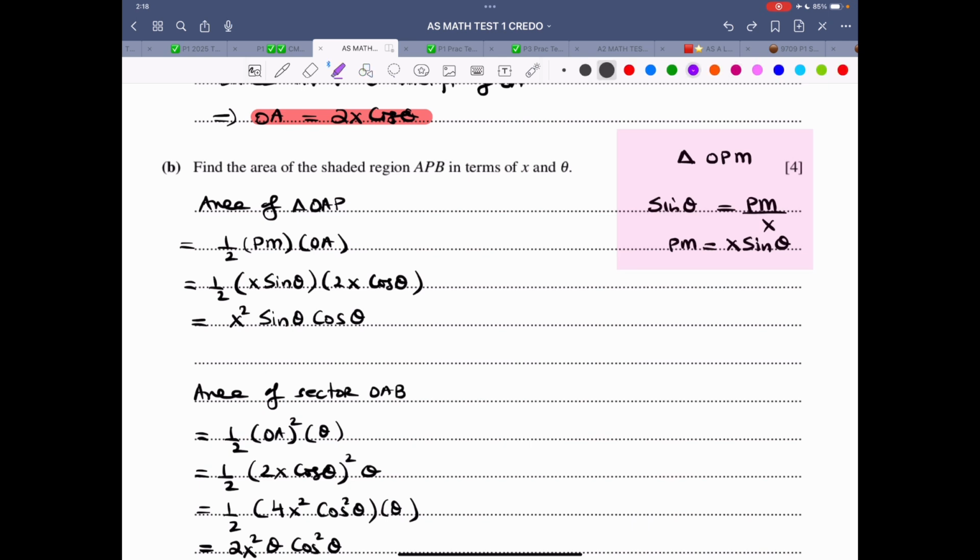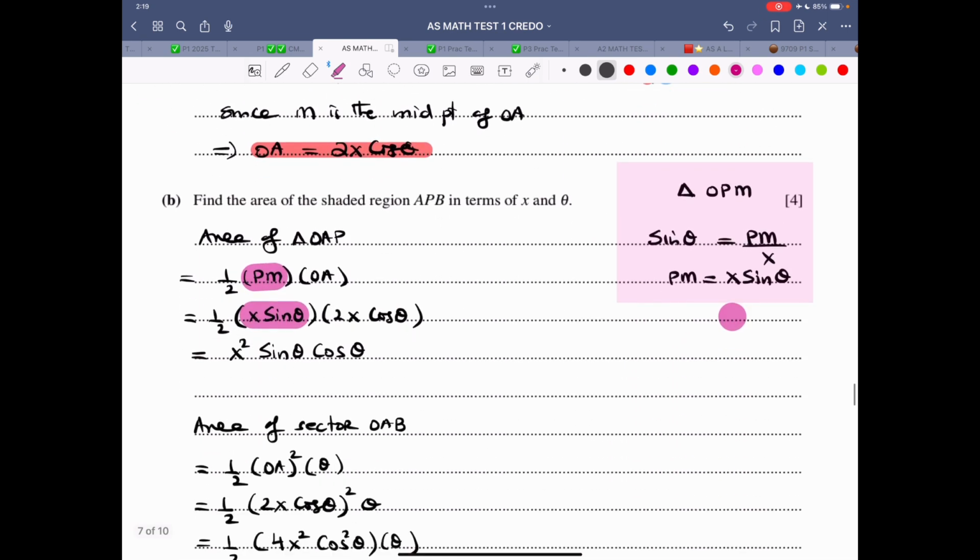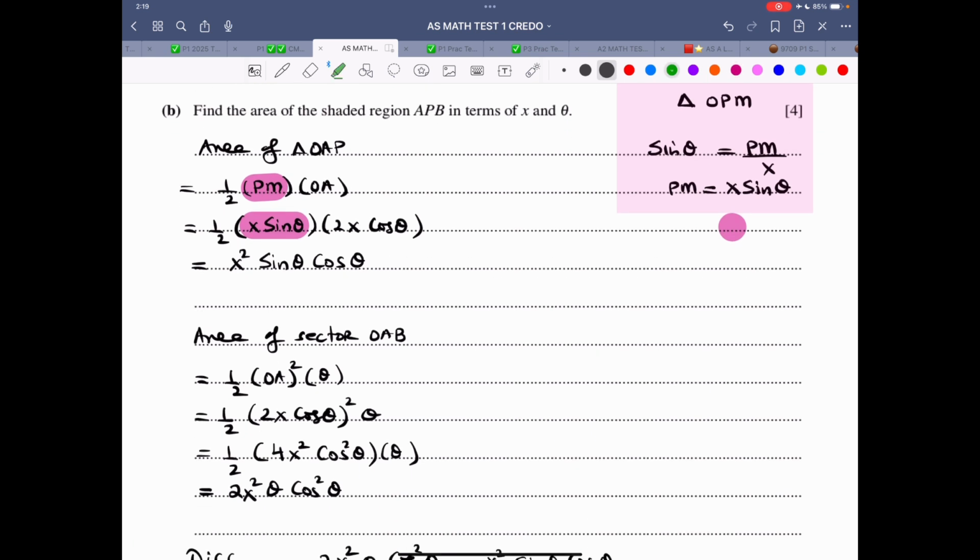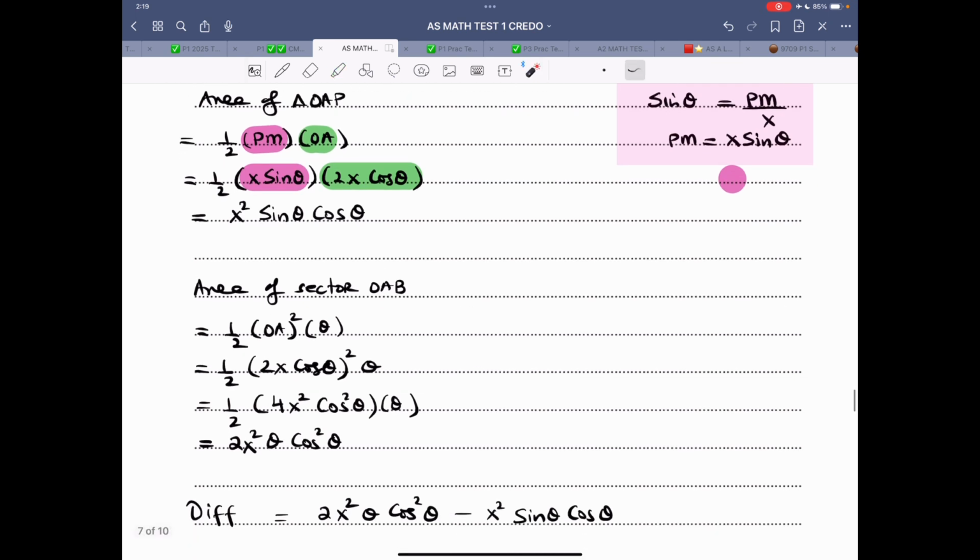PM, which I calculated separately, is x sine theta. OA was calculated much earlier, that was 2x cos theta. So half base into height is this. Just double check the working: half into 2 cancels out, x into x gives x square, sine theta, cos theta.